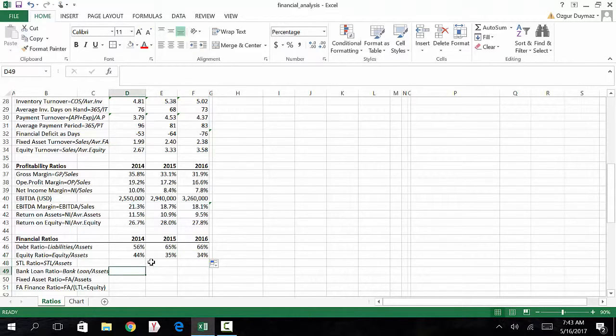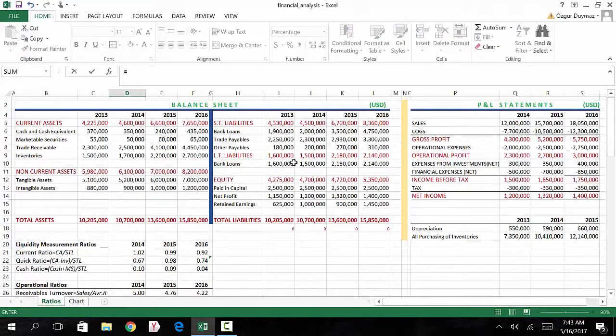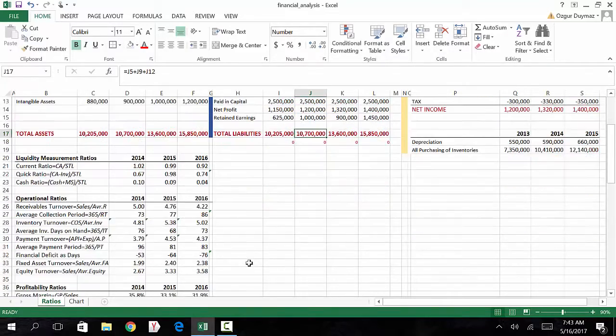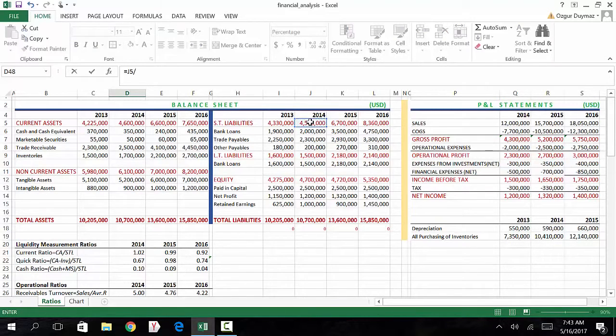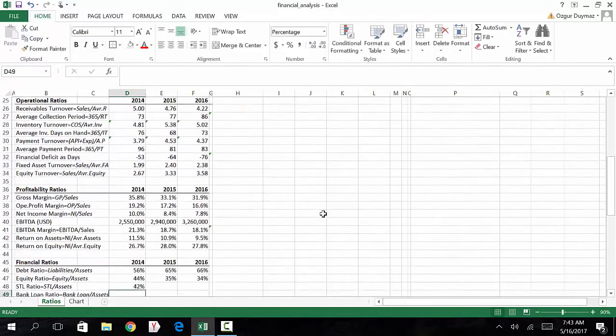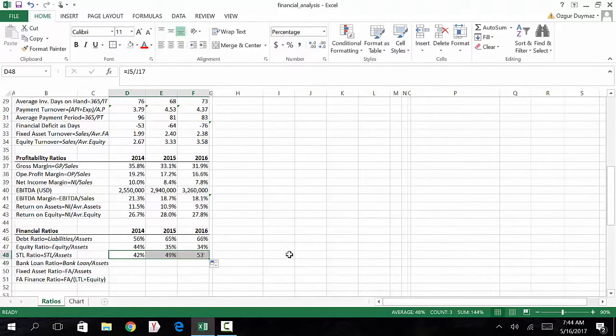Short-term ratio: short-term liabilities divided by assets. It is a very important ratio for the company's short term. Look at that. Sorry guys, something is wrong. Liabilities divided by... oh my god, for last year, the company's assets were financed by short-term liabilities with 33%. How can the company survive with this ratio? I don't know, in the future.